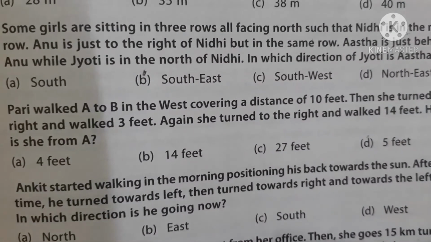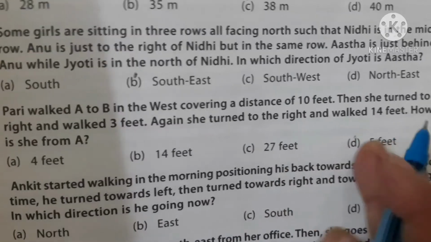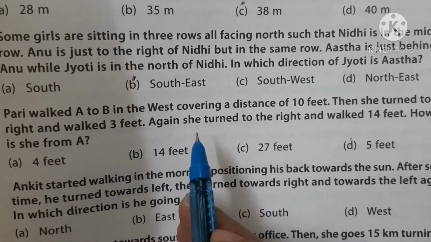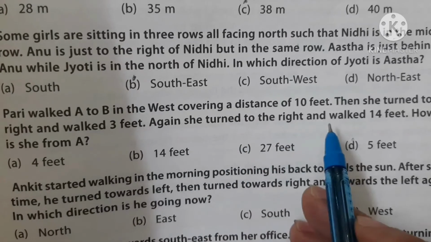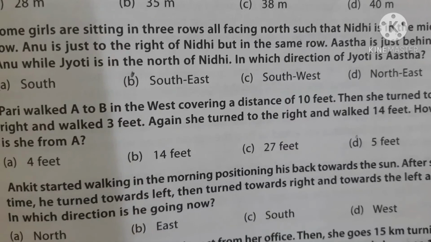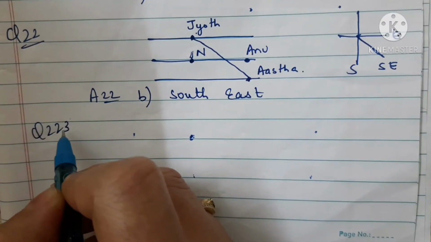Pari walked from A to B in the west, covering a distance of 10 feet. Then she turned to the right and walked 3 feet. Again, she turned to the right and walked 14 feet. How far is she from A? Now let's do it. Question number 23.